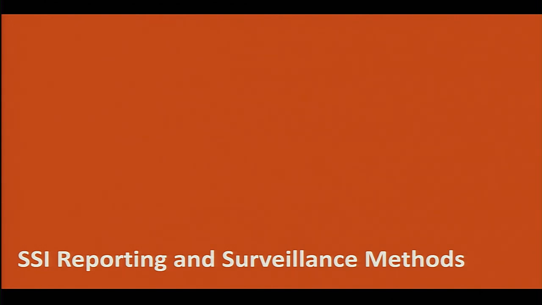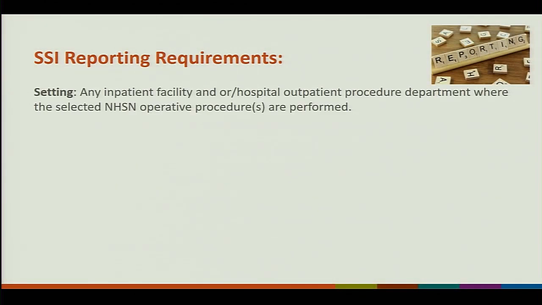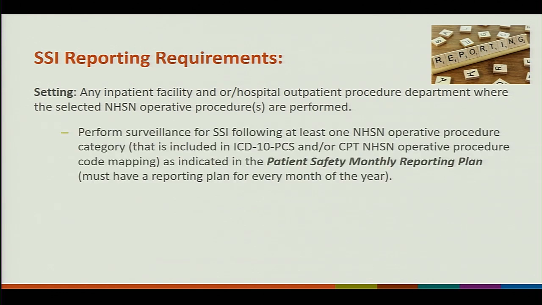Okay, so now let's talk about SSI reporting and surveillance methods. Now, surveillance of surgical patients can occur in any inpatient facility and or hospital outpatient procedure department where the selected NHSN operative procedures are performed. To perform SSI surveillance in NHSN, you must follow at least one NHSN operative procedure category that is included in an ICD-10 PCS and or CPT NHSN operative procedure code mapping as indicated in the patient safety monthly reporting plan. And remember that you must have a monthly report. You must have a reporting plan for every month of the year.